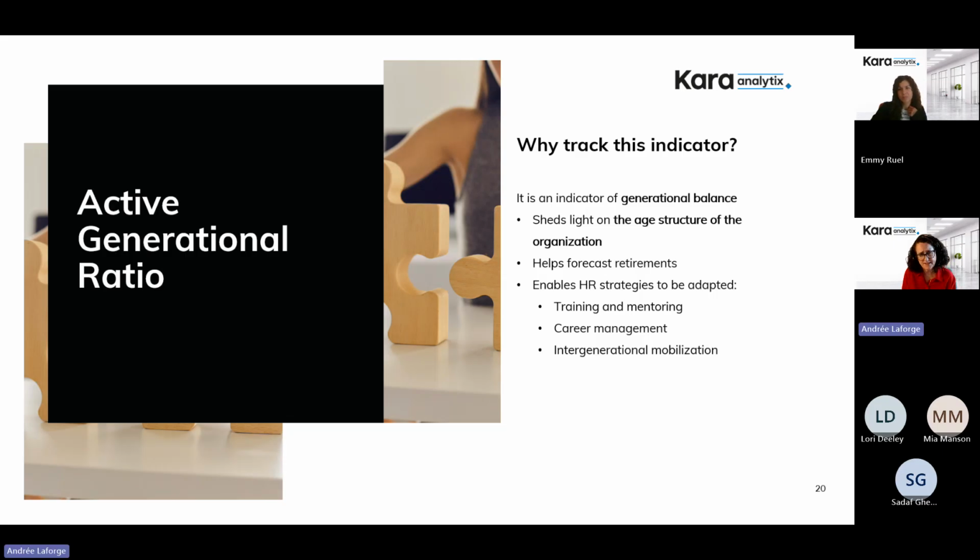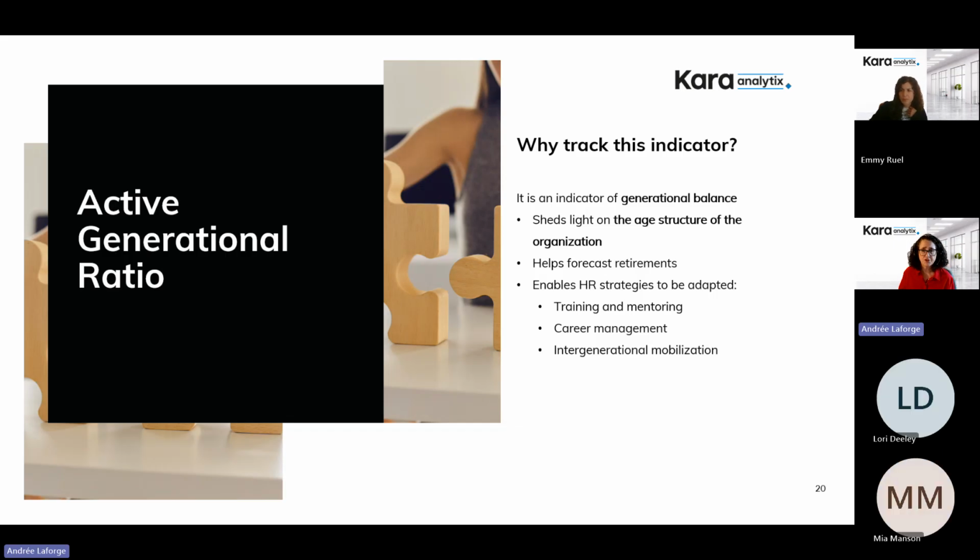So why track this indicator? This metric gives valuable insight into the generational makeup of your organization. It helps you understand age distribution trends, anticipate retirements that may impact workforce planning, and adjust HR strategy accordingly. For example, in HR, we can use it to tailor training and mentoring programs, support career development at different life stages, and encourage collaboration across generations.